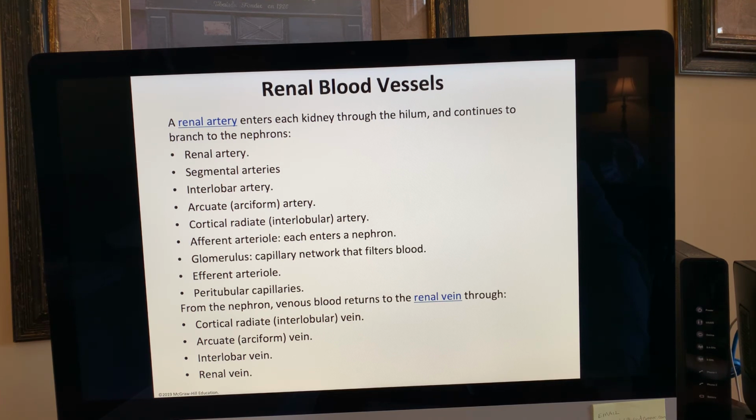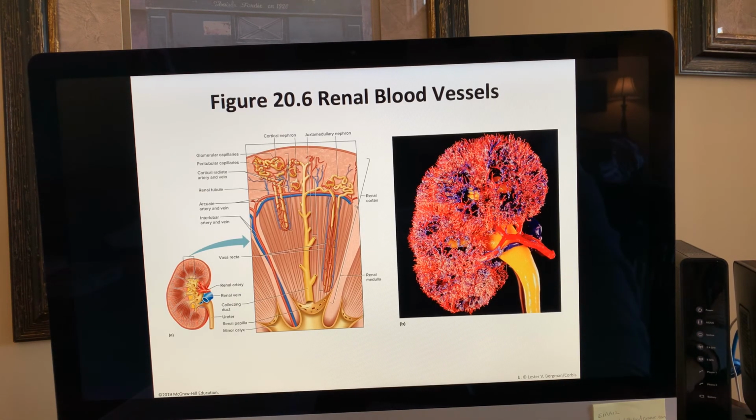The glomerulus then gives rise to an efferent arteriole. This is a case where you have a capillary bed followed by another arteriole instead of followed by a venule. This efferent arteriole is then going to lead into peritubular capillaries, which are going to surround the rest of the nephron. They are then going to collect into cortical radiate or interlobular veins, which are going to collect into arcuate or arciform veins, ultimately into interlobar veins, and then ultimately into the renal vein, which is then going to leave the kidney.